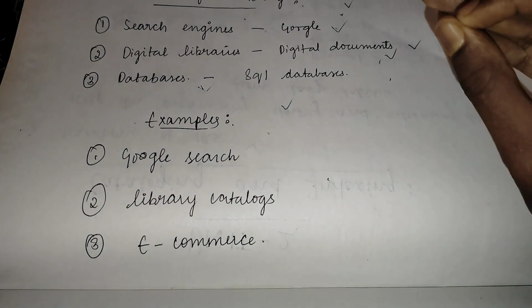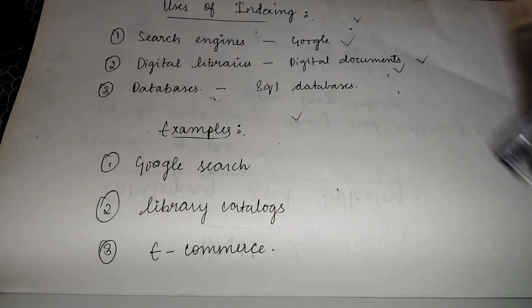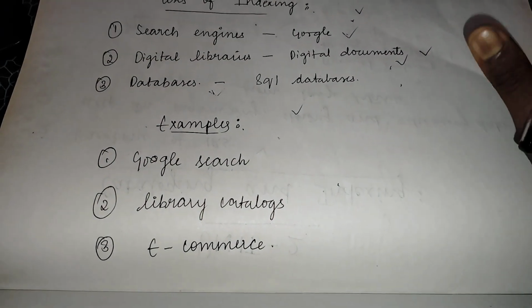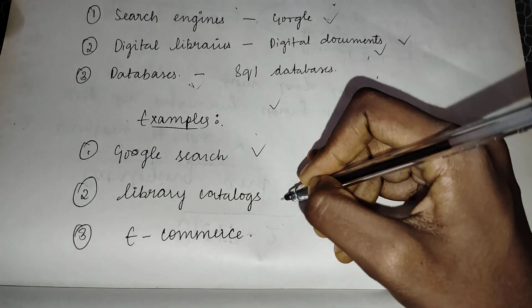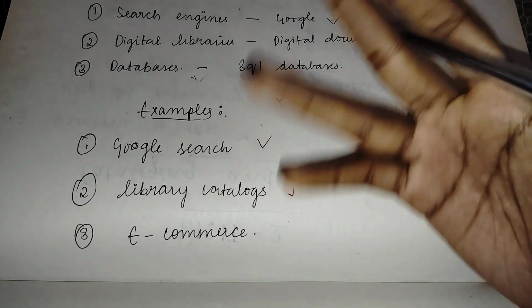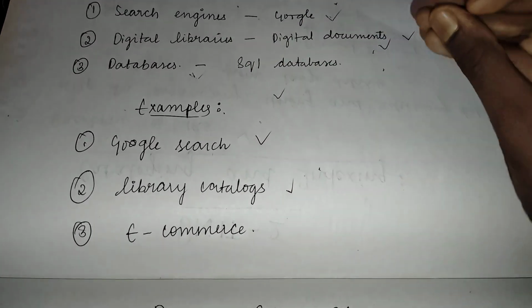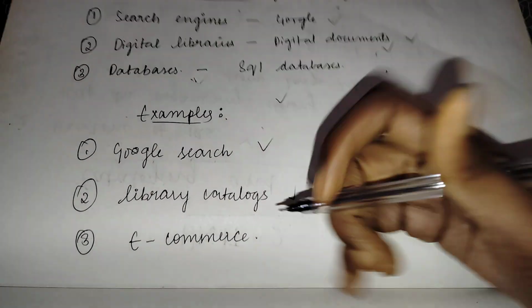Now when we come to examples, first is Google search. When you type any query in Google, the index helps bring the most relevant results in milliseconds. Just in milliseconds you'll get all kinds of relevant data. Second, you can take library catalogs, where libraries use indexing to categorize books by author, subject and title, which is easy for us to get.